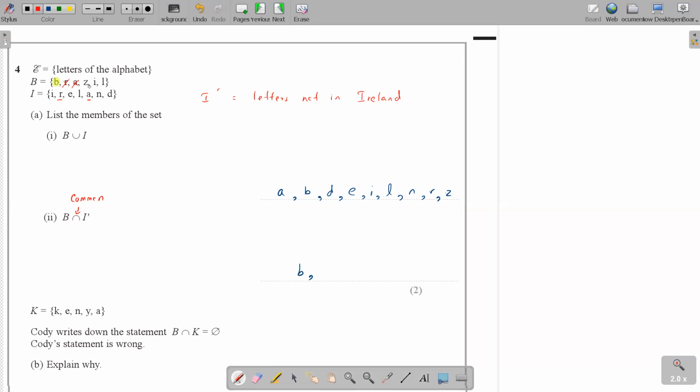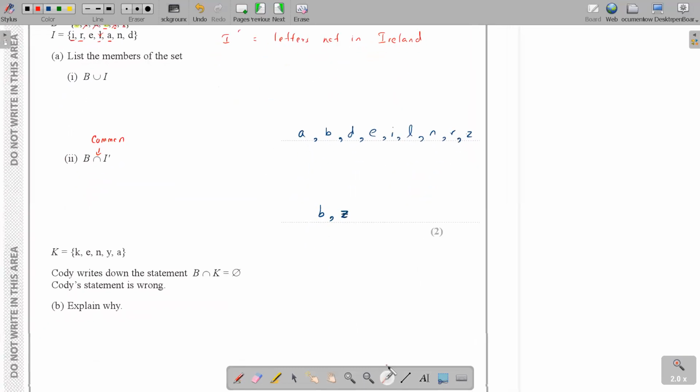Then what about Z? You can see Z is there in set B, but Z is not there in Ireland, which means Z is part of our answer. So Z is correct. Then the next one, I. We can see I is there in Ireland, so that doesn't work. And what about L? L is also there in Ireland. That doesn't work. So I need the letters that are common between B and I dash. It's only B and Z. So your answer for Roman number 2 should simply be B and Z.